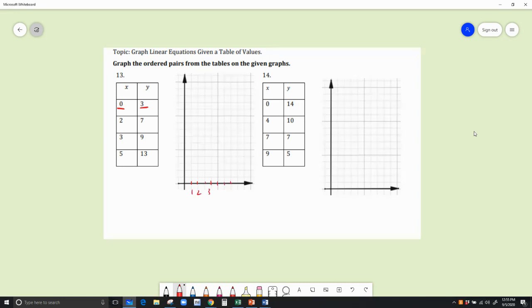So 1, 2, 3, 4, all the way up. So I know that you're counting by ones, and then just go ahead and go 0, 3, 2, 7. So 4, 5, 6, 7. So right there. And then you should have dots going all the way up.